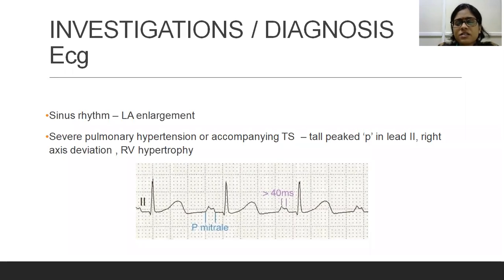So right axis deviation, how will you make it out? Just very broadly speaking, in right axis deviation, your QRS complex will be negative in lead 1 and positive in lead aVF. Then right ventricular hypertrophy is seen in the form of a persistent S wave, even in leads V5 and V6.